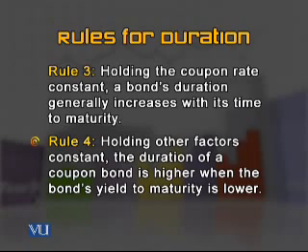So these are the 4 rules that you need to understand when you talk about duration. The rules: keeping maturity constant, keeping coupon rates constant, keeping other factors constant. So these will all give you results which vary. These are the rules that you must understand.